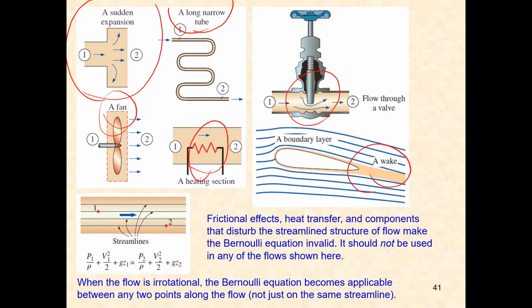And at the bottom here, it shows that when the flow is irrotational, the Bernoulli equation becomes applicable between any points along the flow because the total pressure is the same everywhere. Like at point 1 and at point 2, the total pressure remains the same. So when you have a straight line and it's irrotational, the total energy at point 1 and at point 2 are the same, although they do not lie on the same streamline. So for this kind of case, Bernoulli equations become applicable.